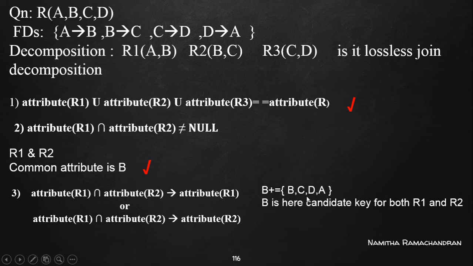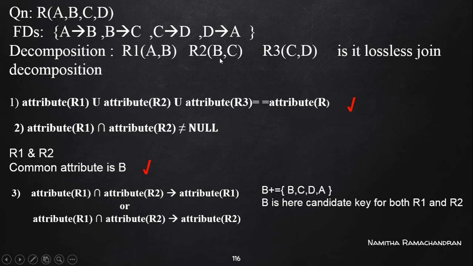The closure of B contains B and A. That means using the value of B, we can derive the values of A uniquely. So B is a candidate key here. That is enough for our third case. But we can also consider R2.